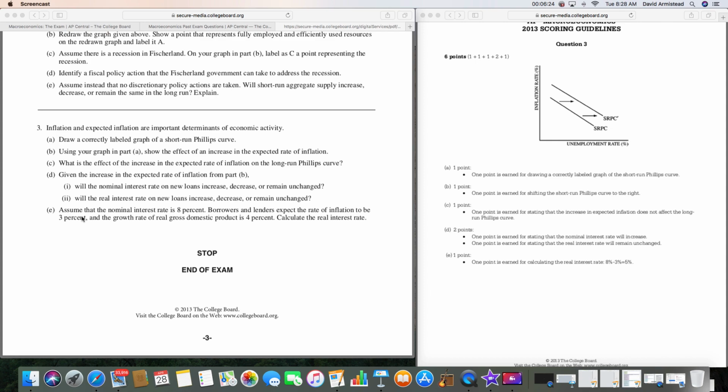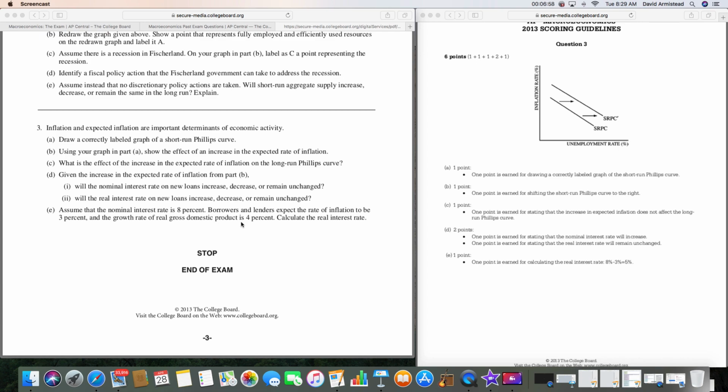E says assume that the nominal interest rate is 8%. Borrowers and lenders expect the rate of inflation to be 3%, and the growth of real GDP is 4%. Calculate the real interest rate. Well, how do we get the real interest rate? The nominal interest rate minus inflation is going to give you the real interest rate. So 8 is our nominal interest rate minus the inflation rate of 3% gives us 5%.